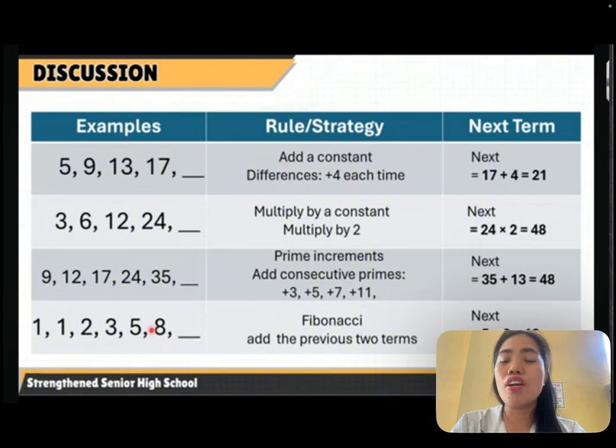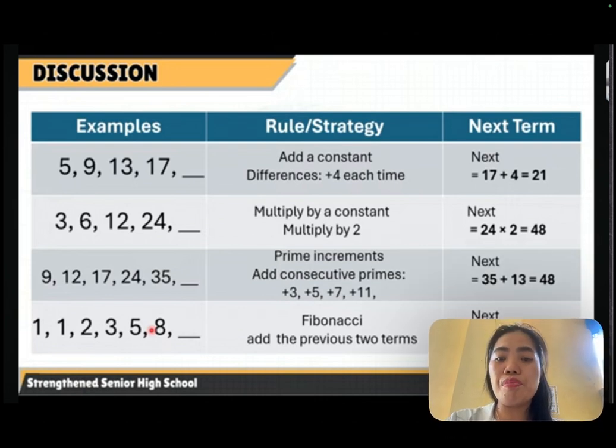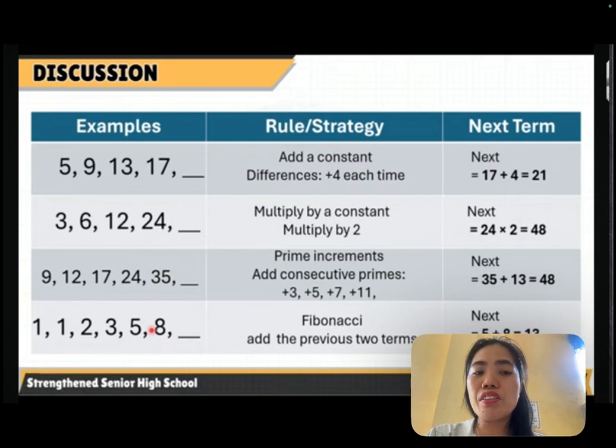Let's have examples here. We have three columns: the example, the rule or strategy, then finding the next term. Let's say 5, 9, 13, 17 is the sequence. How do we get the next term? Add a constant. The difference between 5 and 9 is 4, and 9 to 13 is also 4. So just add 4 each time. The next term will be 17 plus 4, which is 21.